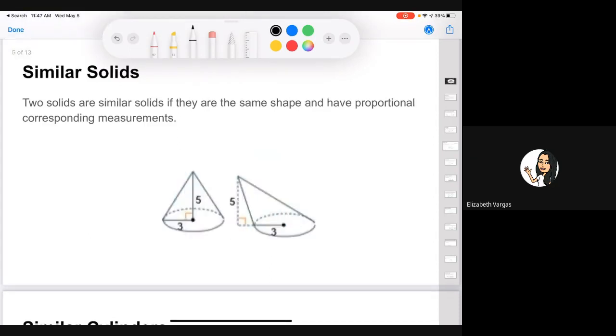What about these two? Are these two similar solids? Well, we can automatically say they're not going to be similar solids. And the reason is because one is a right cone and the other one is an oblique cone. We want similar solids to be the same shape. And so one is a right cone and one is an oblique cone. And so because they are not the same, those two solids will not be similar solids. Okay.